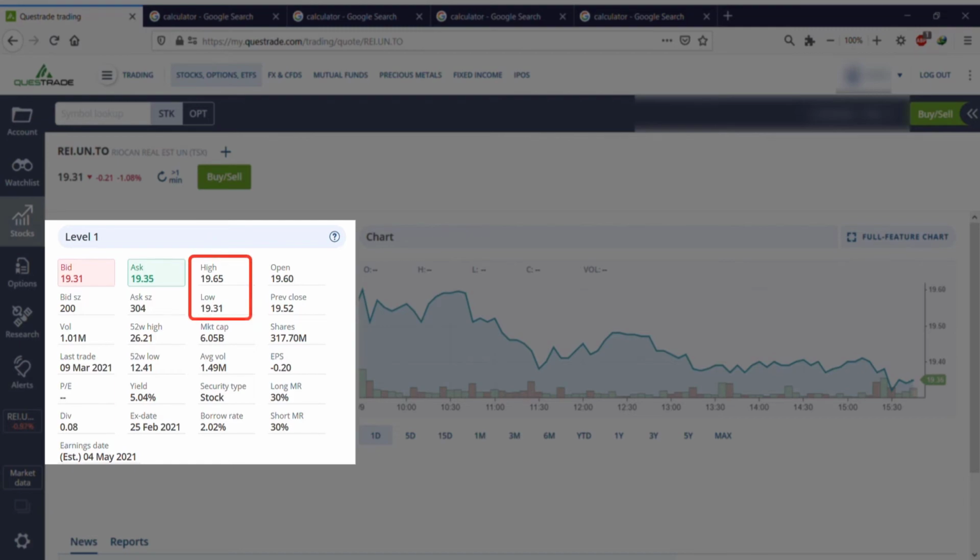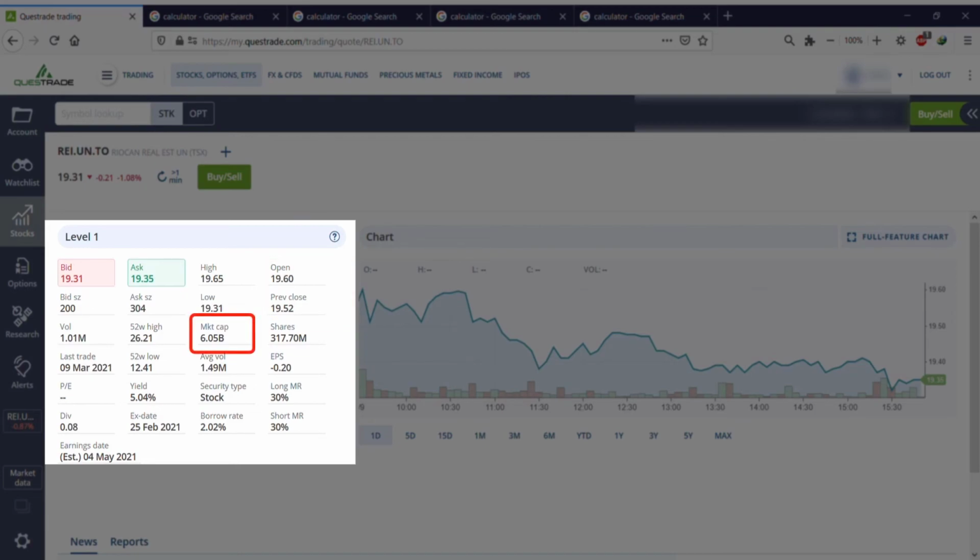So high and low, highest and lowest for the day. Remember, this is highest price and lowest price for the day. Open and previous close. So open means when the market was opened, the first trade that was done for this particular stock was 19.60, and previous close means the last time the market was closed. Sorry, not yesterday, because right now it's 4:04, 9th of March 2021. So the market's closed right now, so it shows for today because the market just closed.